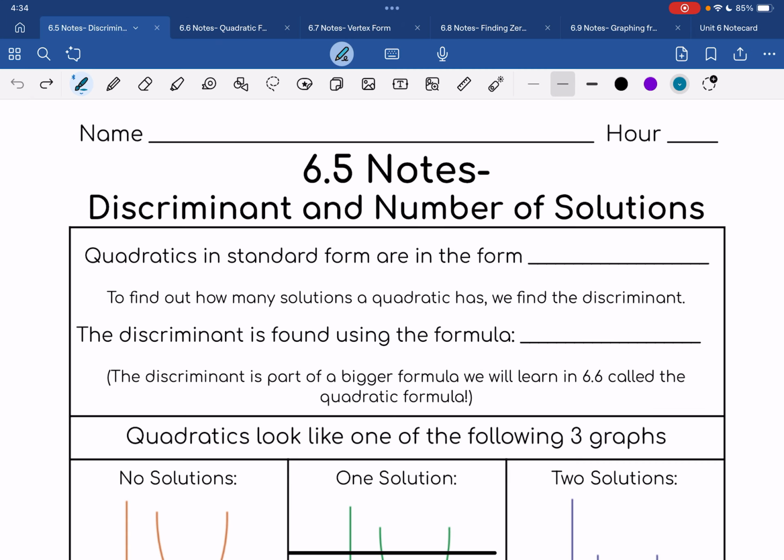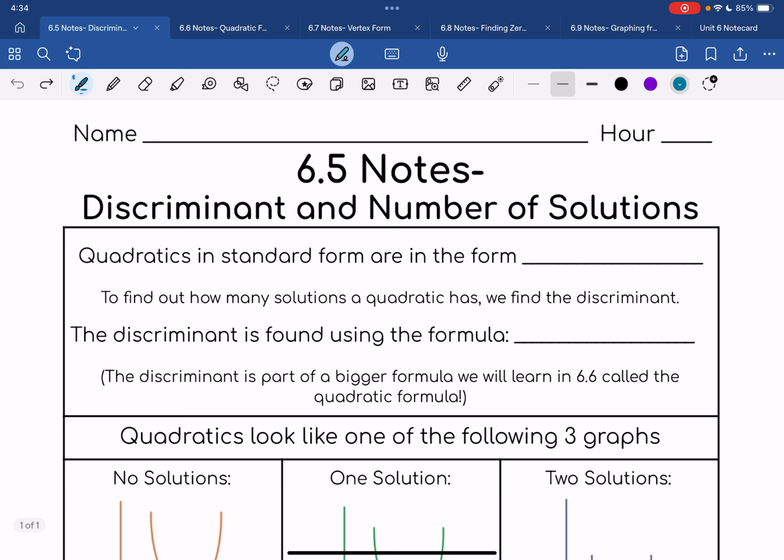Hello, this is the video for 6.5 notes, which is about the discriminant and the number of solutions in a quadratic. Okay, so we are still looking at quadratics, and quadratics in standard form are still in the form ax squared plus bx plus c. A, B, and C are numbers.